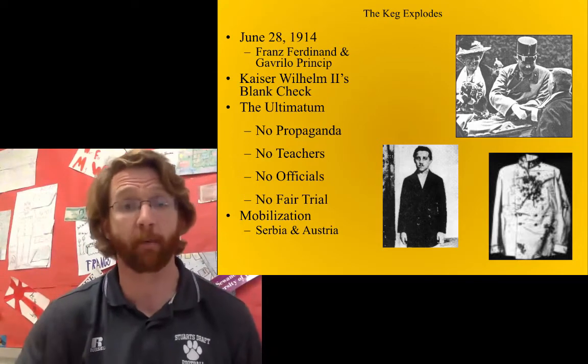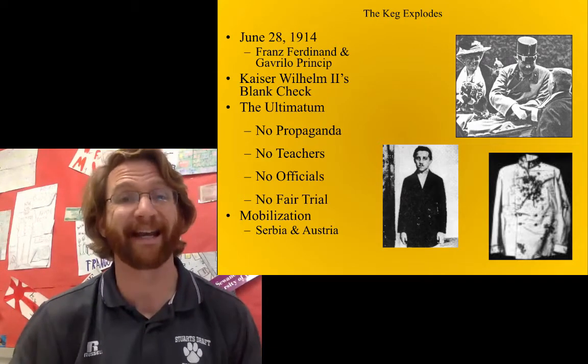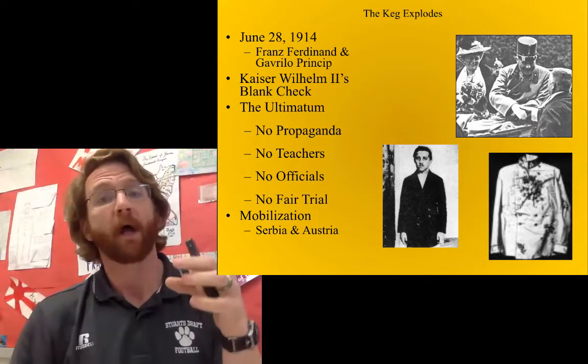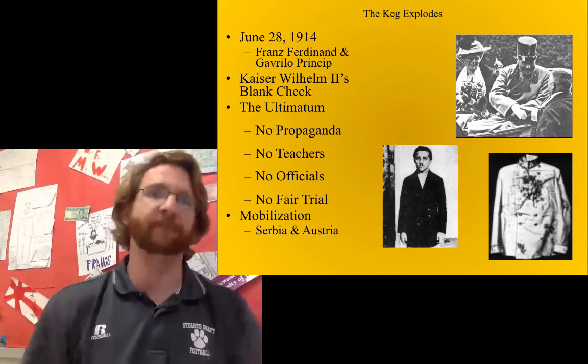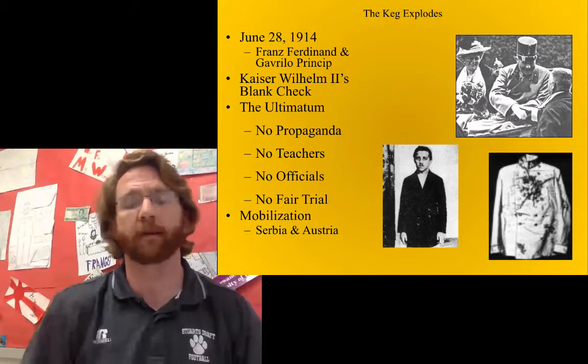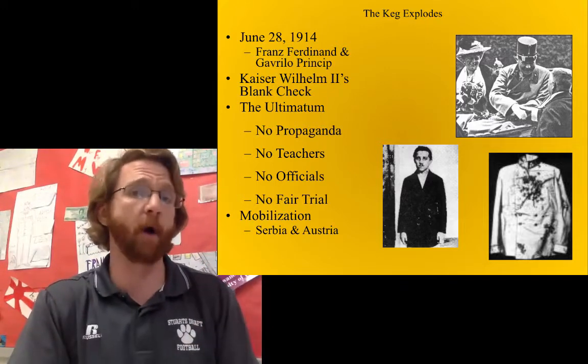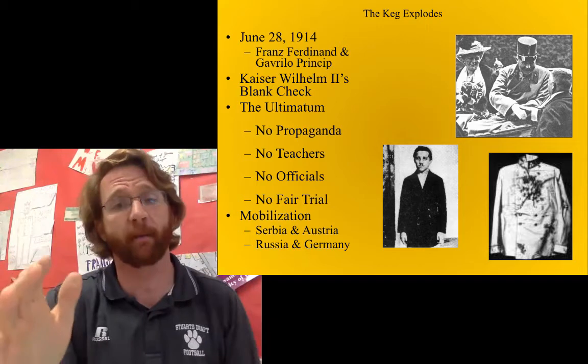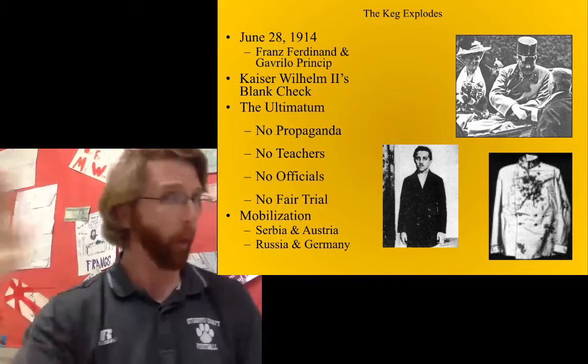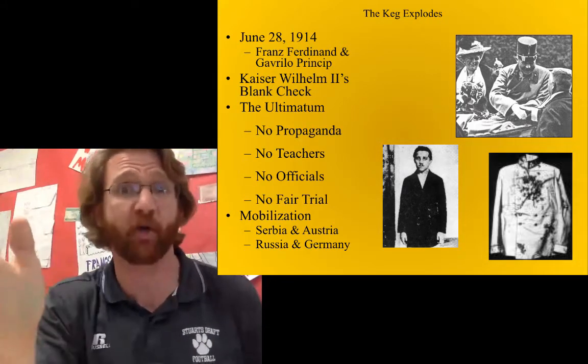Well, Russia starts mobilizing her army, and what that means is getting her army ready to fight. Now, the Russian army was getting ready to fight against Austria, and they told the Germans this, but the way that their mobilization or preparation to fight went was that they also mobilized their army along the German border. And Germany was like, dude, what are you doing? You can't do this. You can't get your army ready to fight us.